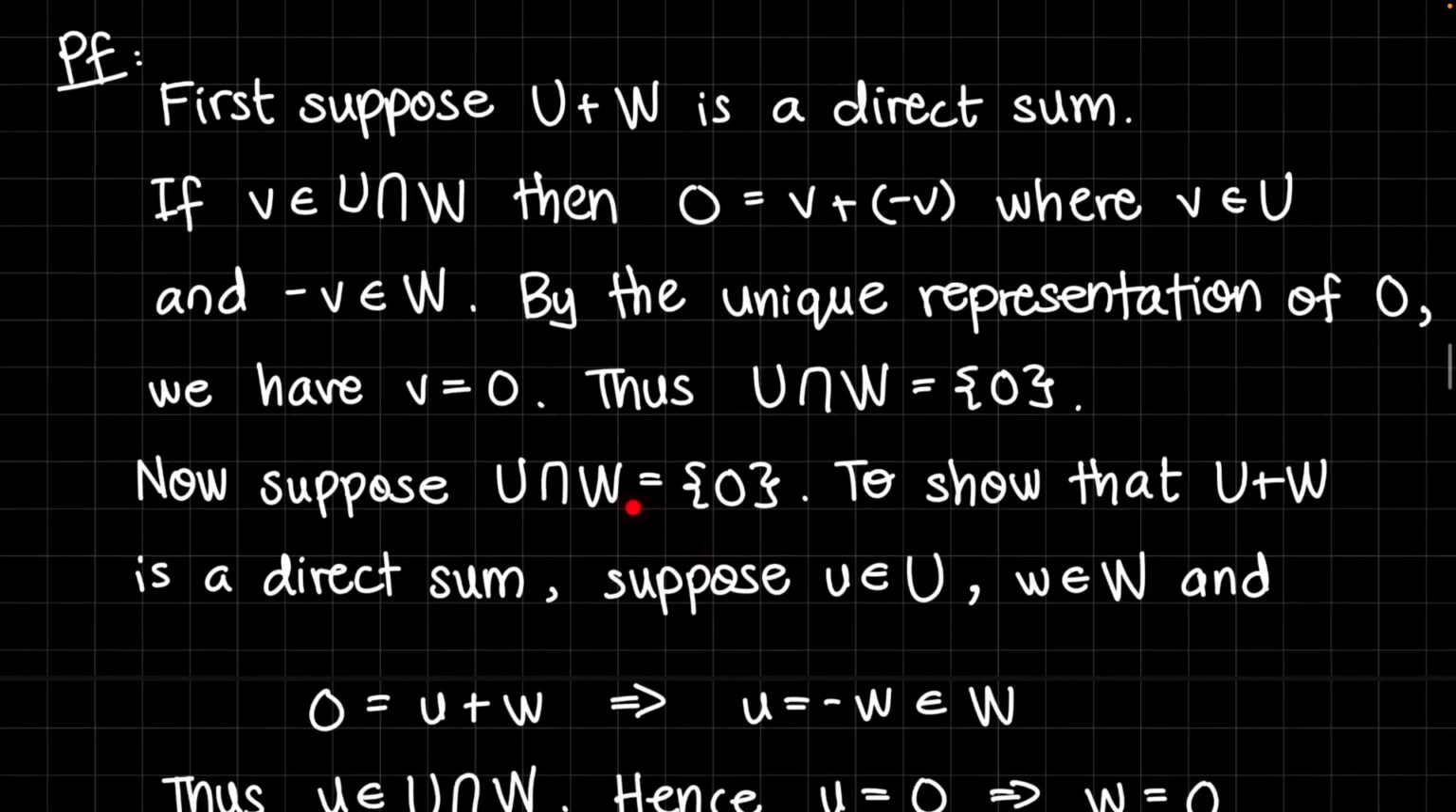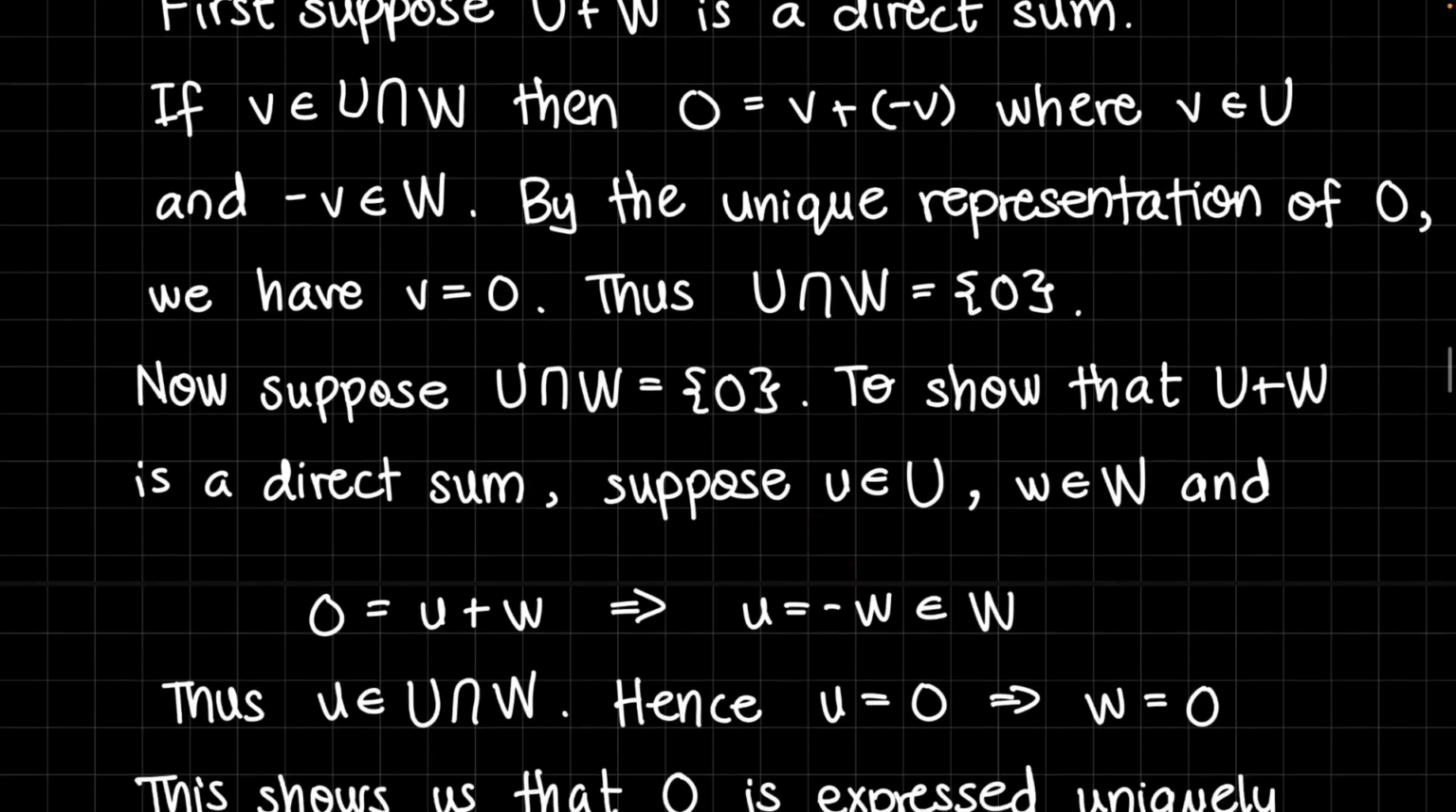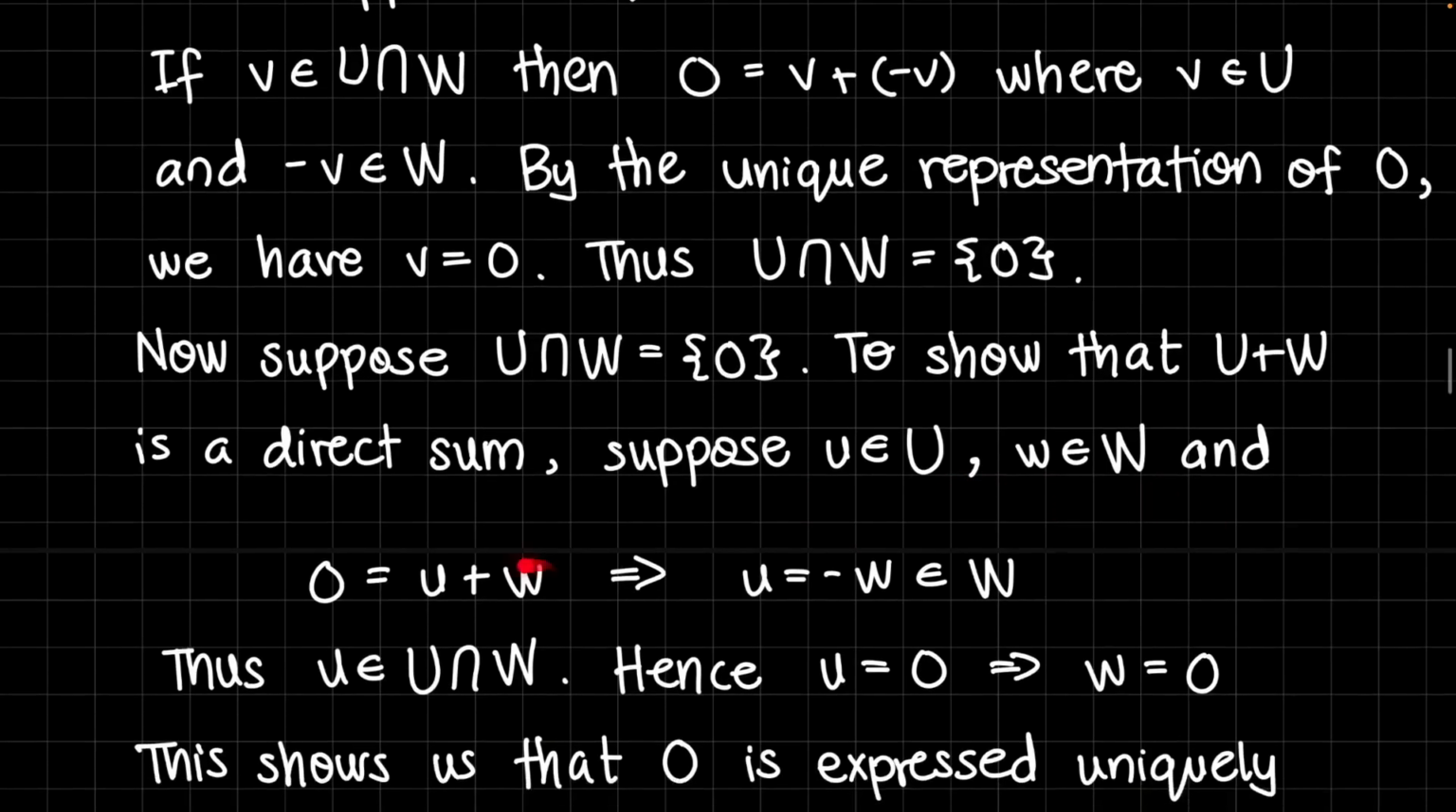Now suppose U intersect W is trivial, is the 0 subspace. Then to show that U plus W is a direct sum, suppose u belongs to capital U and w belongs to capital W, and suppose we write 0 as a sum of subspaces. So 0 equals u plus w for some u in capital U and w in capital W.